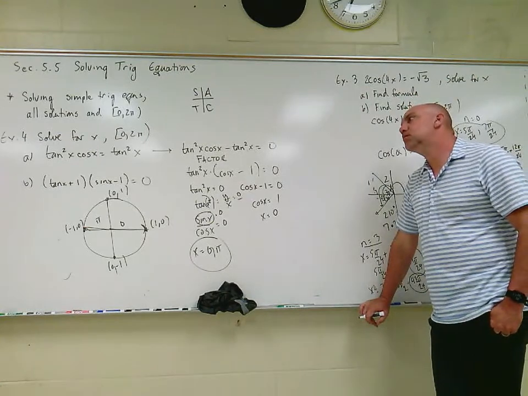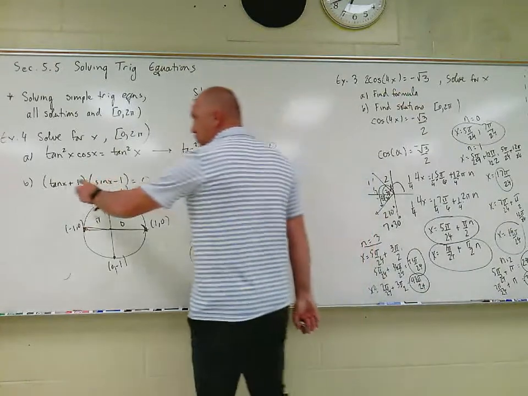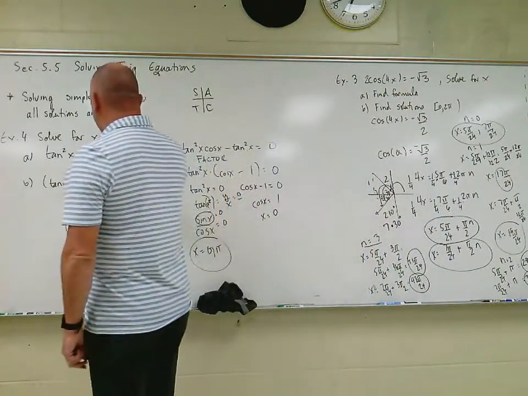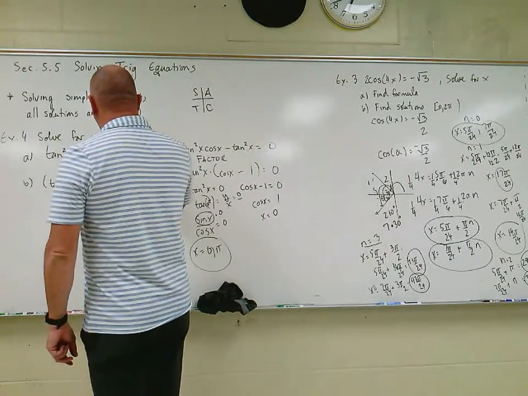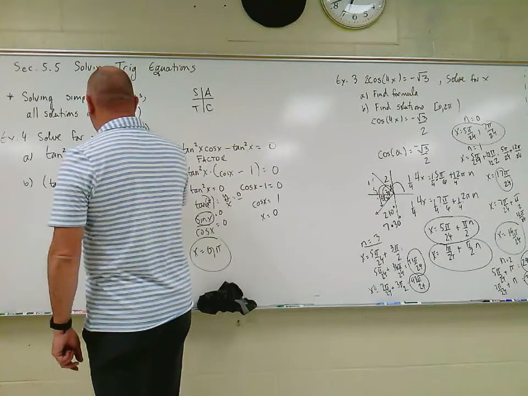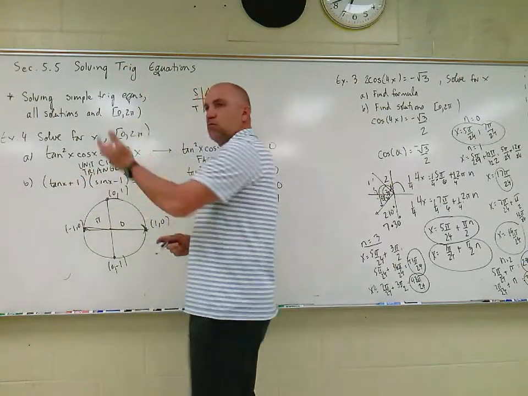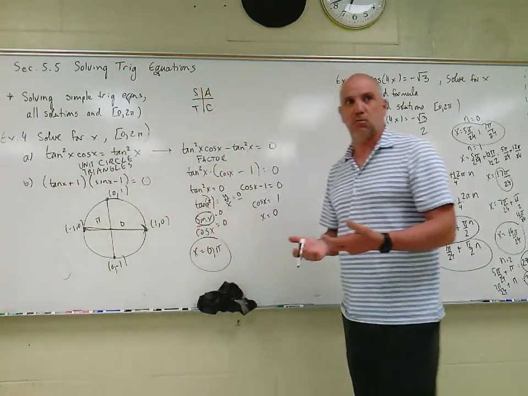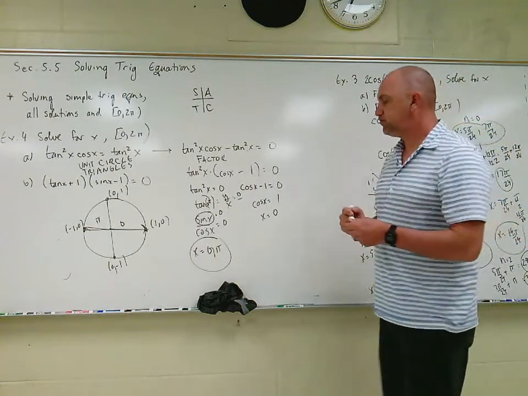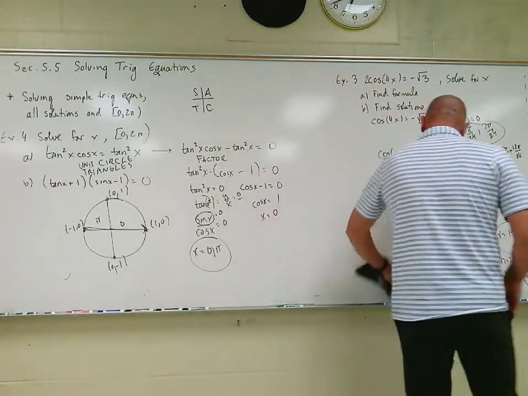All right, so you try part B. Notice it's already factored. I will give you a hint. One of these you need the unit circle, and one of these you need triangles, because you're going to have two problems. You have this one and this one. One needs a triangle, one needs the unit circle. If you can solve that, this will get you going.